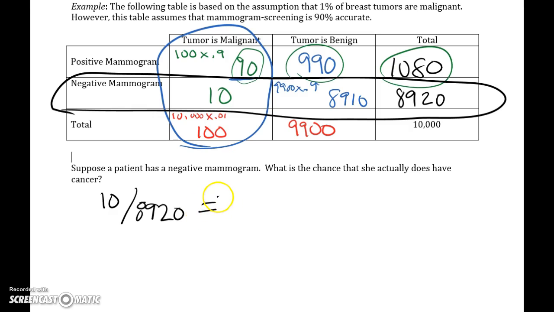And when we divide this, we end up getting 0.0011 or 0.11%. So, if a patient has a negative mammogram, the chance that she actually does have cancer is less than 1%.